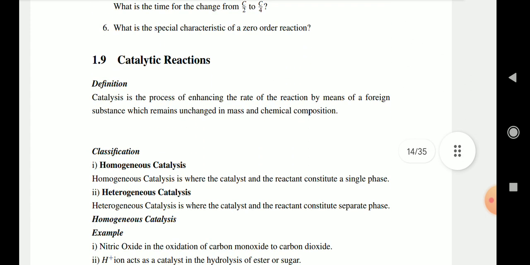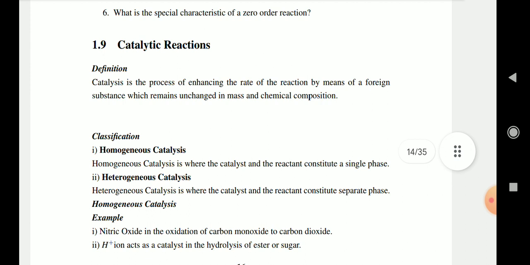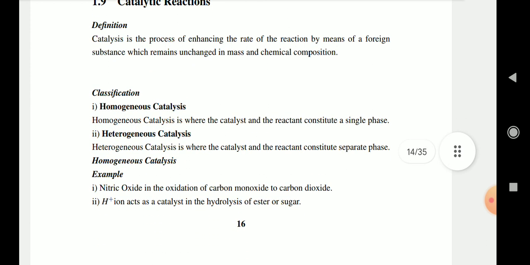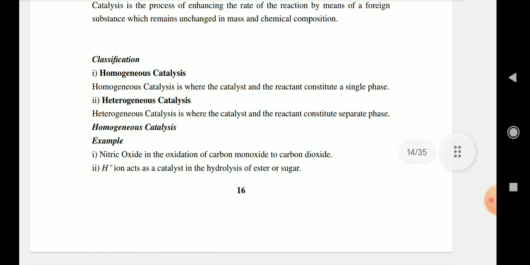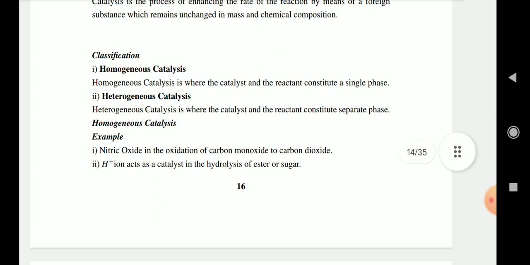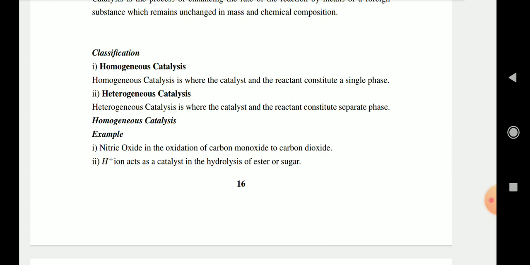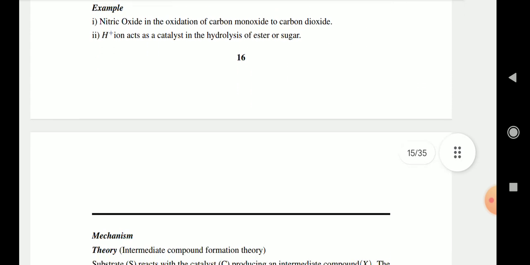Now catalytic reactions. Definition: catalysis is the process of enhancing the rate of reactions by means of a foreign substance which remains unchanged in mass and chemical composition. Classification: homogeneous catalysis is where the catalyst and the reactant constitute a single phase. Heterogeneous catalysis is where the catalyst and the reactant constitute separate phases. A homogeneous catalyst example is nitric oxide in the oxidation of carbon monoxide to carbon dioxide. H positive ions act as a catalyst in the hydrolysis of esters or sugars.